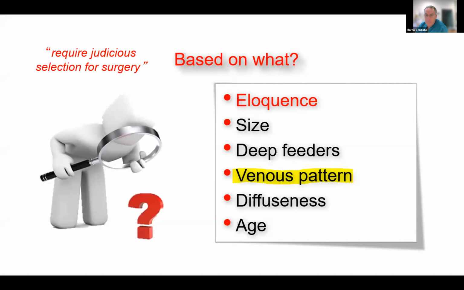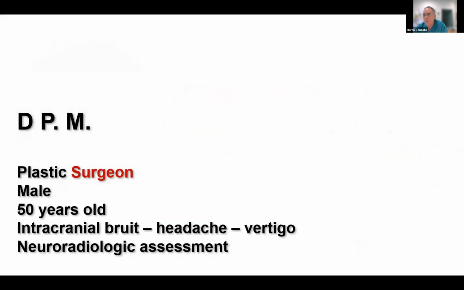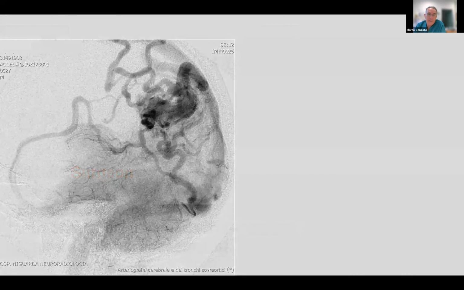Another important thing besides eloquence, and I want to stress the importance of white matter as eloquent, is the venous pattern. The deep veins are often an expression of deep feeders, but they are more responsible for surgical complications, because they can thrombose with unpredictable consequences. I want to show you the case of this plastic surgeon who had this AVM.